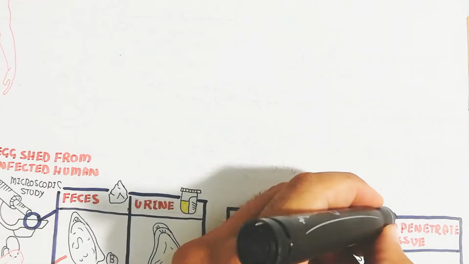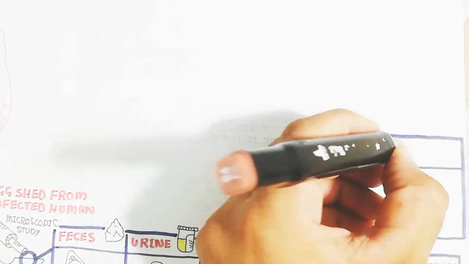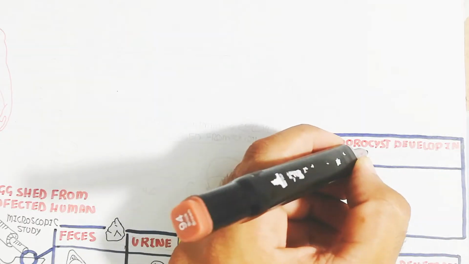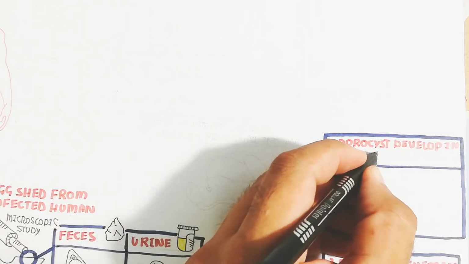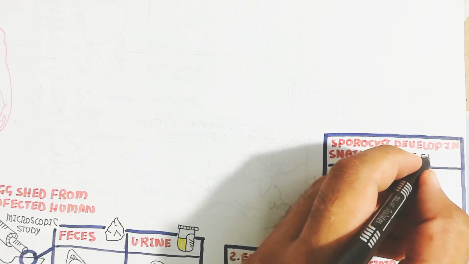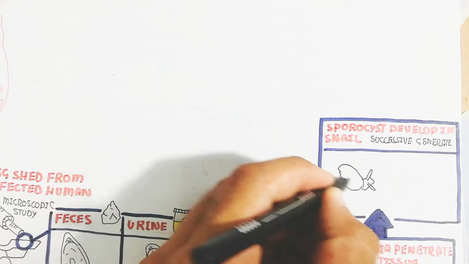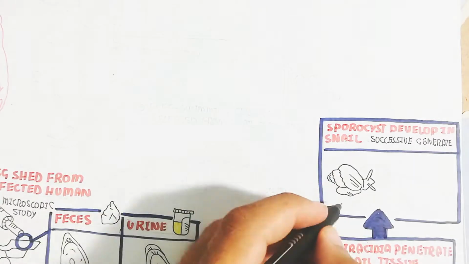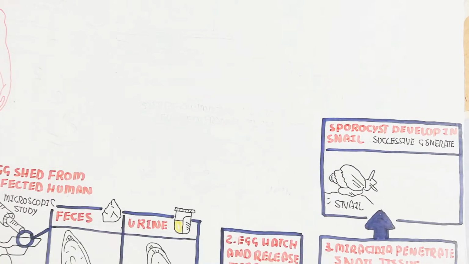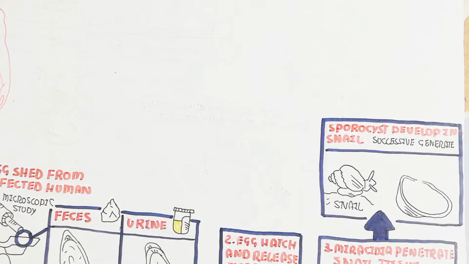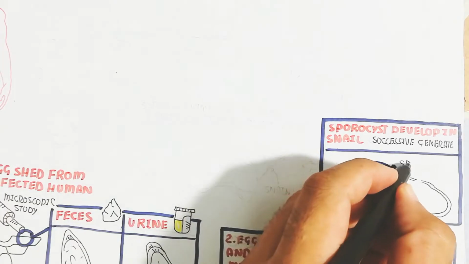Remember that. After this, sporocysts develop in the snail through successive generations, so the snail contains sporocysts. A sporocyst is a thallus-like structure containing many spores, so in form it looks like a spore. This is step 4.